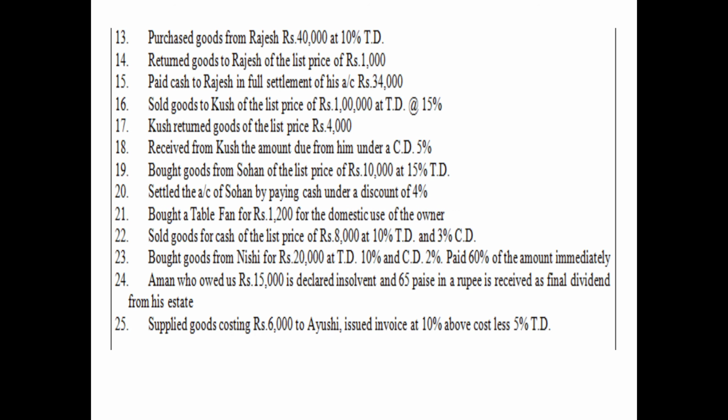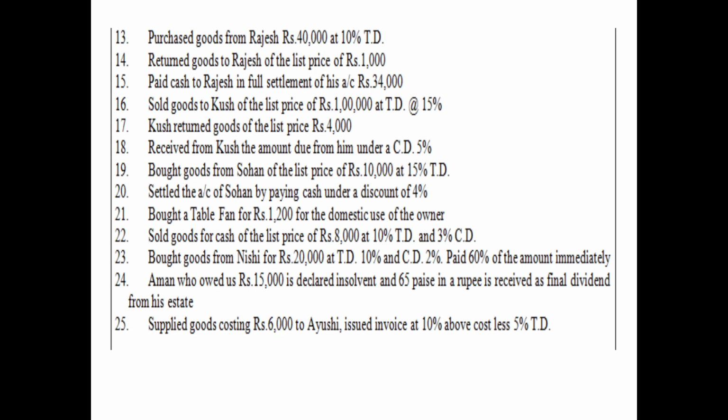So 10% profit of the value 6,000, 10% of 6,000 will be 600. That means the goods which are being sold to Ayushi are being sold at 6,600 less 5% of trade discount. So 5% of 6,600 will be 330 rupees. So after deducting 330 rupees from 6,600, the net amount will be the amount of goods sold to Ayushi.